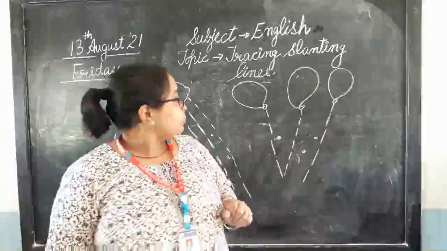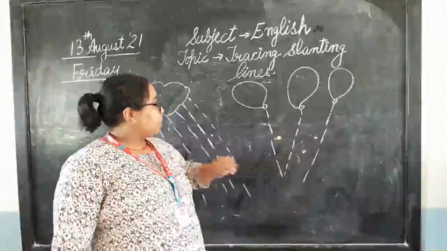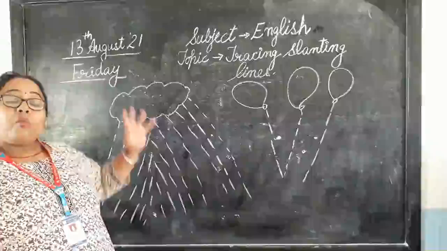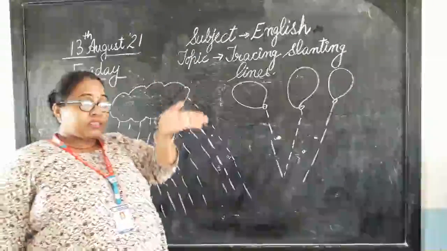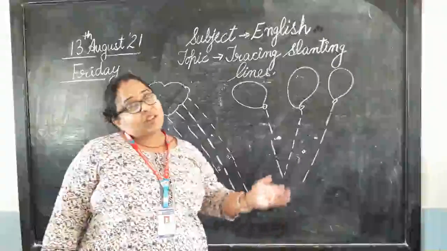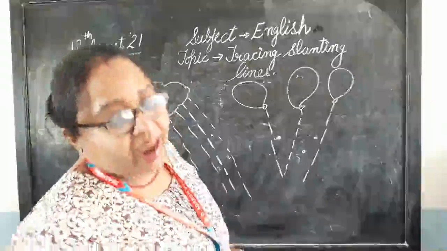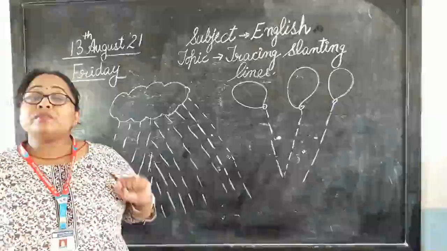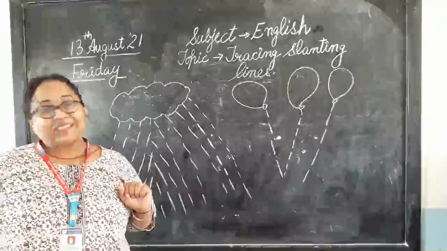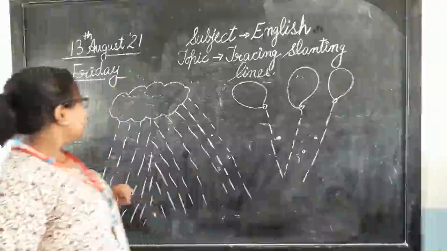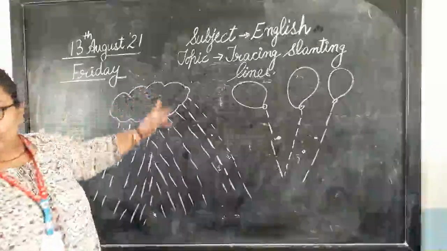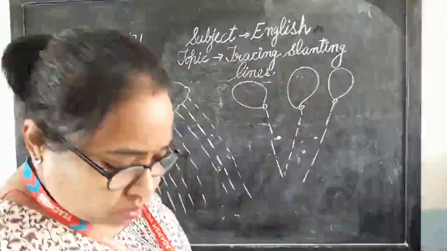I told you, see the string of the balloons, the rain that is coming out of the clouds, when it falls in a slanting line, right? So let's trace these lines and see how you are going to do today's work in the notebook. Okay, let's begin. So what is this? It's a cloud.